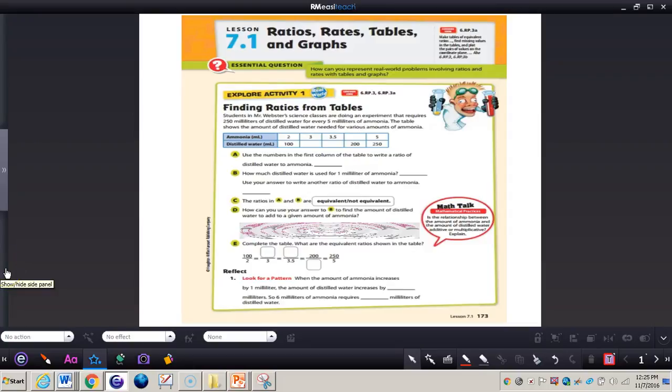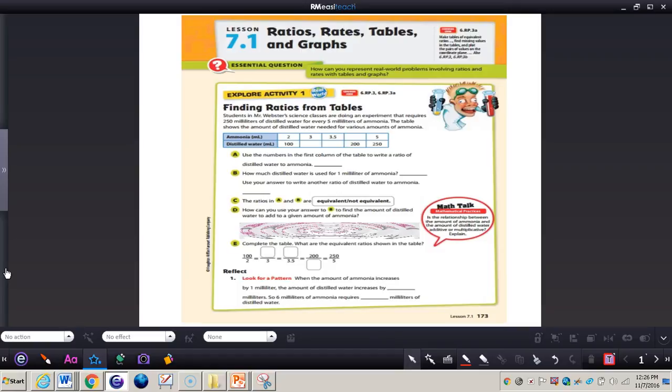In this video, we're going to be taking a look at Lesson 7.1, Ratios, Rates, Tables, and Graphs, and you'll need your Go Math book out, your math journal, and a pencil. So let's take a look at the essential question on page 173 of our Go Math book, so you'll need to turn there. It says, how can you represent real-world problems involving ratios and rates with tables and graphs? So that's what we're going to be looking at today.